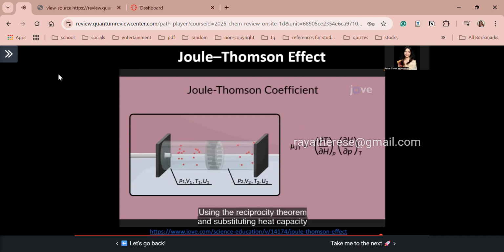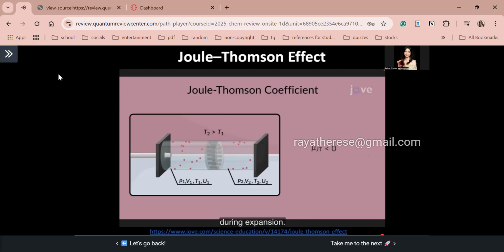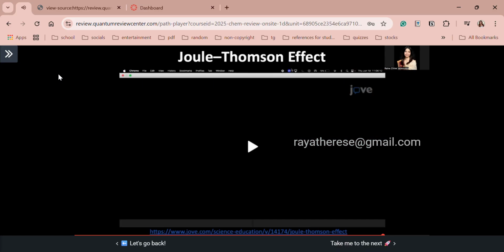Using the reciprocity theorem and substituting the heat capacity relation, the Joule-Thomson coefficient is expressed in terms of the partial derivative of enthalpy with pressure. Expressing the partial derivative in terms of entropy and using Maxwell's relation gives the Joule-Thomson coefficient as a function of temperature. A positive coefficient value indicates cooling, while a negative value indicates heating of gas during expansion. For an ideal gas, the Joule-Thomson coefficient is 0, as its temperature remains the same on passing to the low-pressure region. So this is the basic concept of the Joule-Thomson effect.